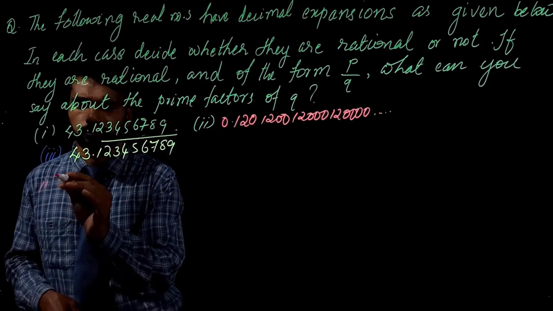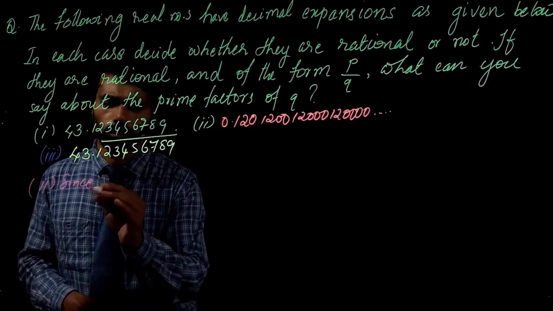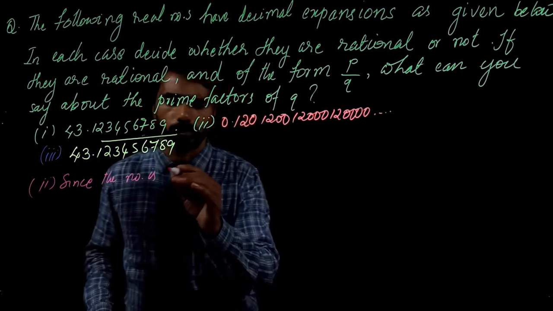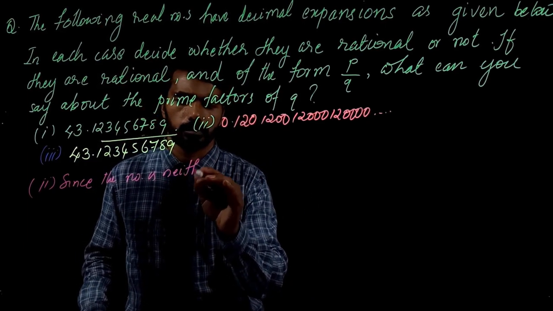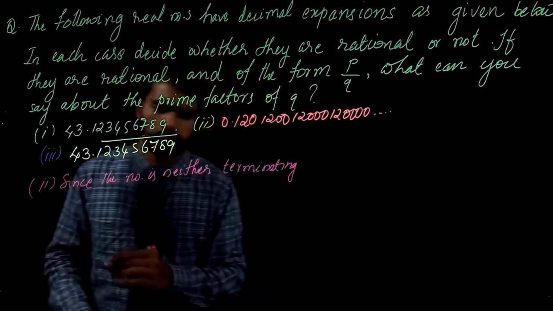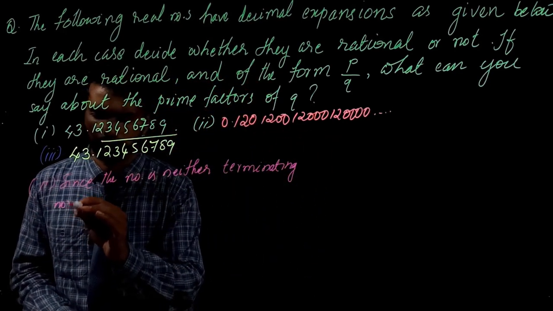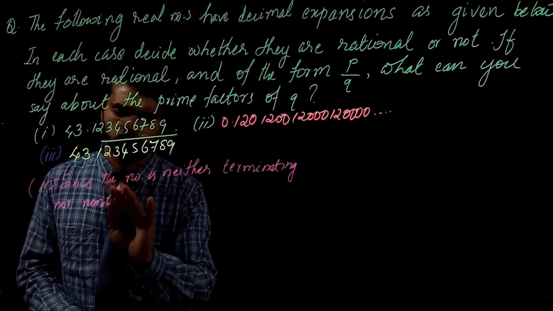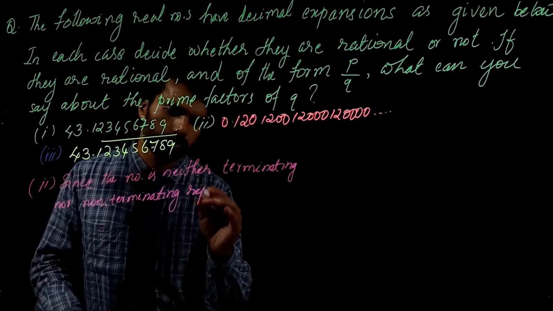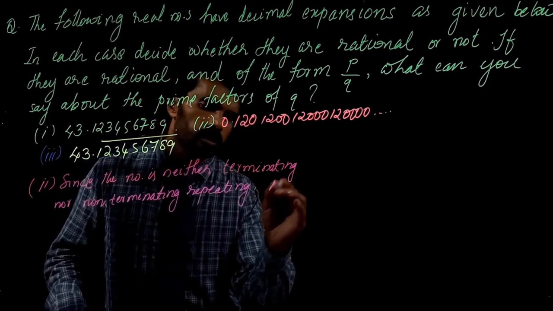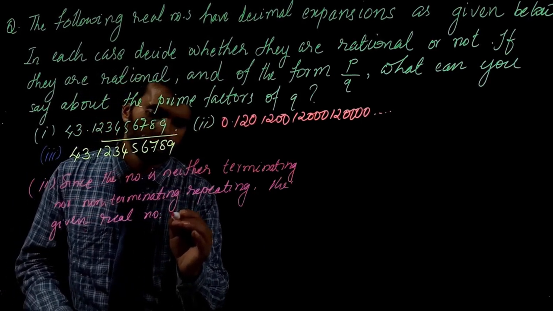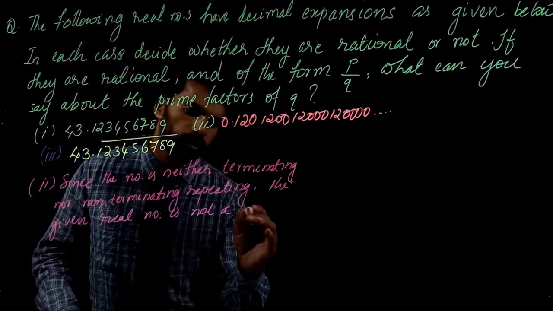So for the second question, since the number is neither terminating nor non-terminating repeating, the given real number is not a rational number.